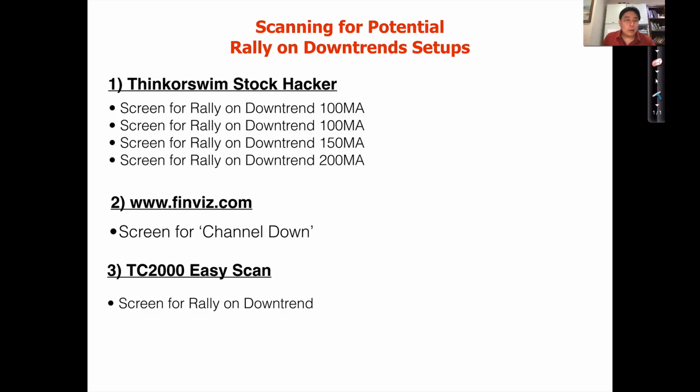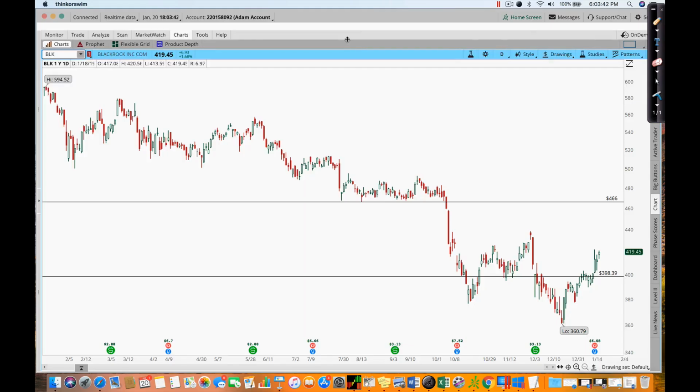Alright, so once again, you can scan for potential rally on downtrend setups through the Thinkorswim Stock Hacker, the Finviz custom screener, as well as the TC2000 Easy Scan software. So let's run through them once again. Let's begin with Thinkorswim using the Stock Hacker to scan for rally on downtrend setups.